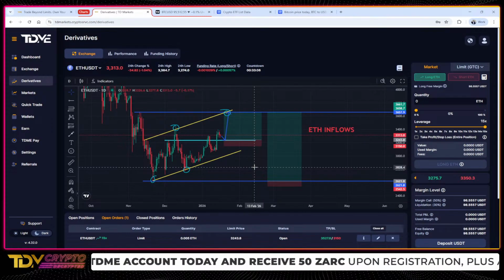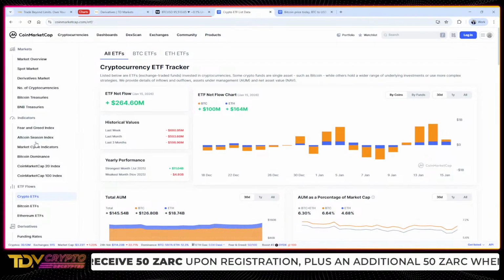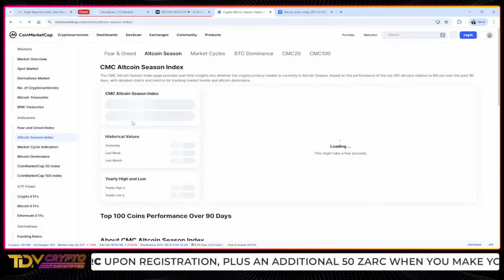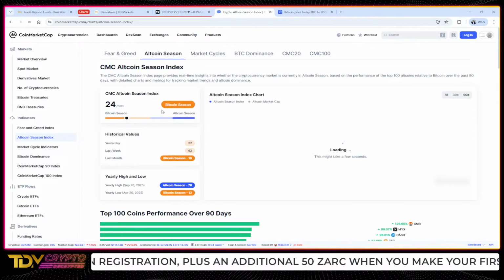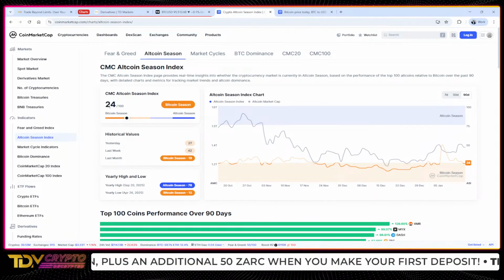So that is Ethereum. Whatever happens in the market, Bitcoin and Ethereum will move first. And if you look at the altcoin season index, it states that we are in Bitcoin season. Look at that. Only 24 out of the 100 best performing altcoins.